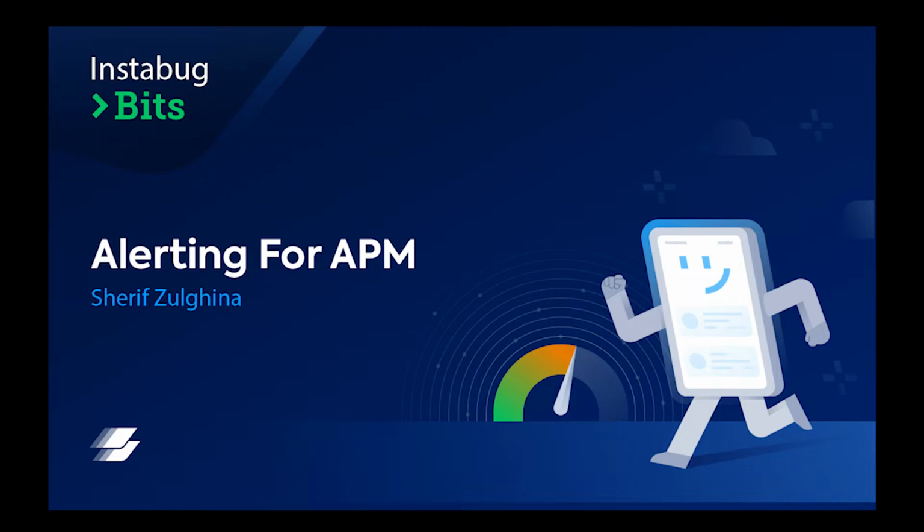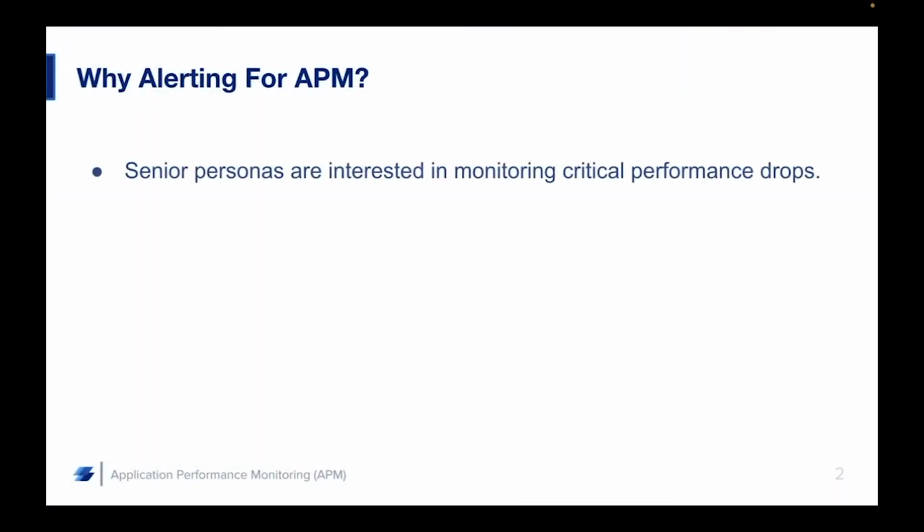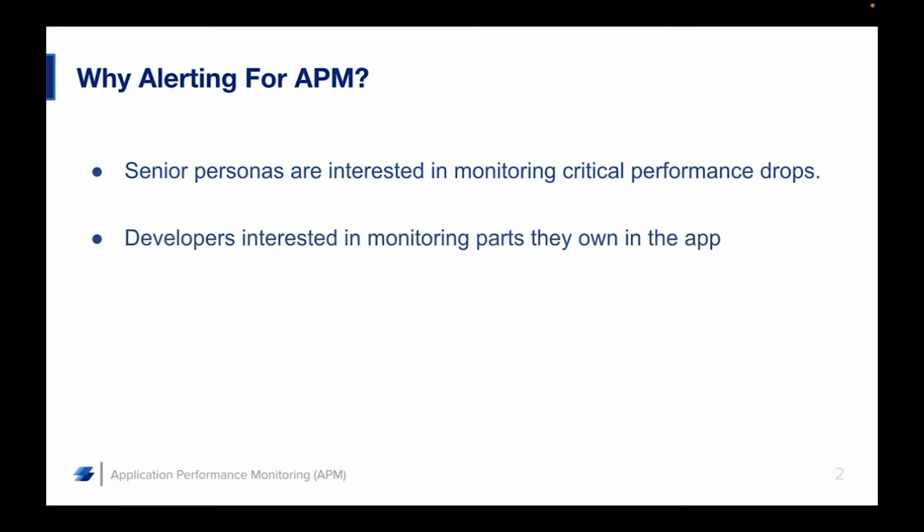First, let's talk about some use cases for APM alerting. Usually, senior personas are interested in monitoring any performance drops with minimal effort. Also, developers will be interested in monitoring parts of the app that they own, and they want to be notified whenever any issue is accelerated. It's also a great way to minimize your periodic dashboard visits.